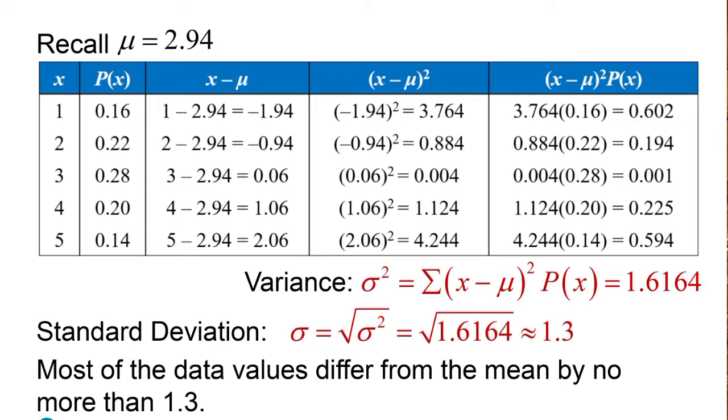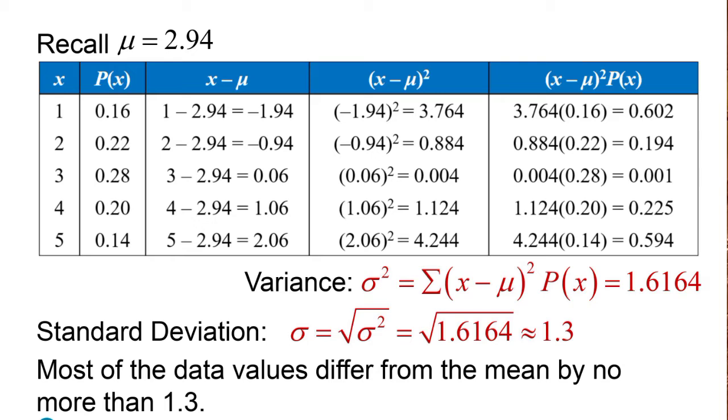In the fourth column, you simply square the values found in the third column. So negative 1.94 squared equals 3.764. Negative 0.94 squared is equal to 0.8884. 0.06 squared equals 0.004. 1.06 squared equals 1.124. And lastly, 2.06 squared is equal to 4.244.